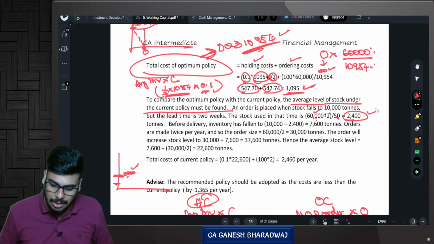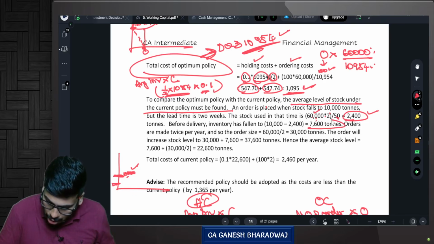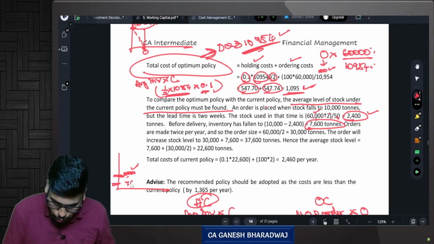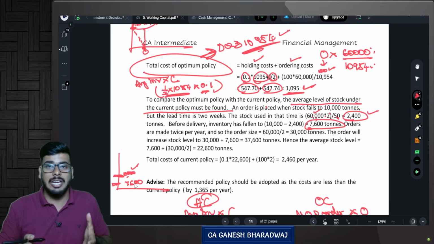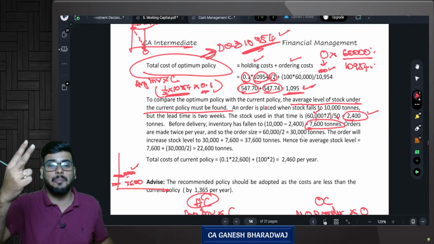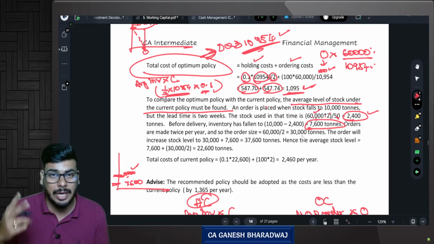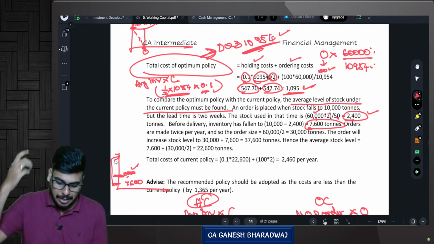2,400 tons. Yes or no? So technically, at the time of delivery, my stock balance would have reduced to how much? 7,600. Yes. Now this guy is going to deliver how many kgs? 30,000 kgs. We just found out they are going to place an order only two times in a year. So now the stock gets replenished by 30,000 kgs.